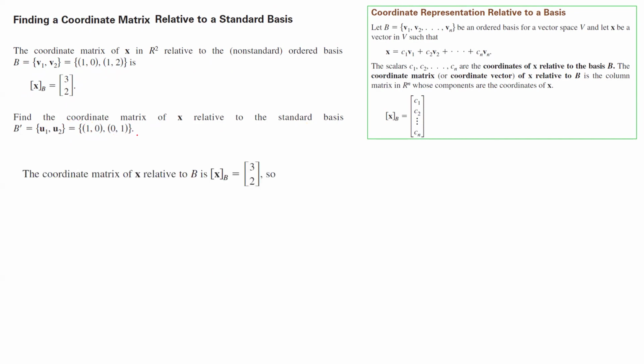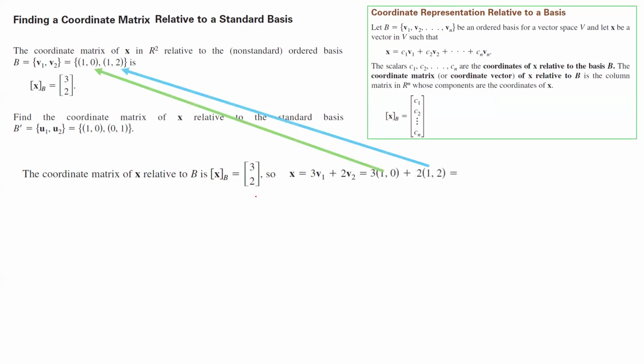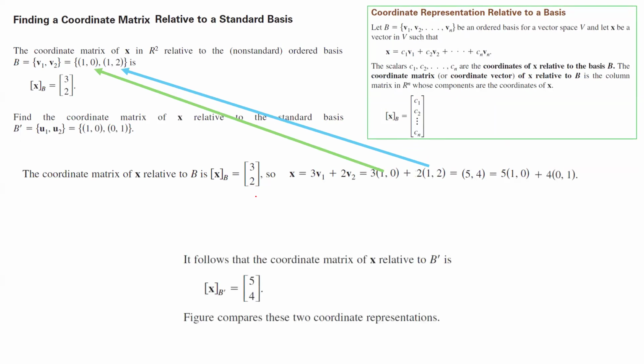Let us start. The coordinate matrix of X relative to B is denoted by [X]_B, which is given to us as (3, 2). What's the meaning of that? It means that X can be written as 3V1 plus 2V2, or 3 times (1, 0) plus 2 times (1, 2). If you simplify this, you can construct your vector X = (5, 4). You can easily write this in terms of (1, 0) and (0, 1). It is 5 times (1, 0) plus 4 times (0, 1). So you can simply write the coordinate matrix of X relative to B prime as (5, 4).